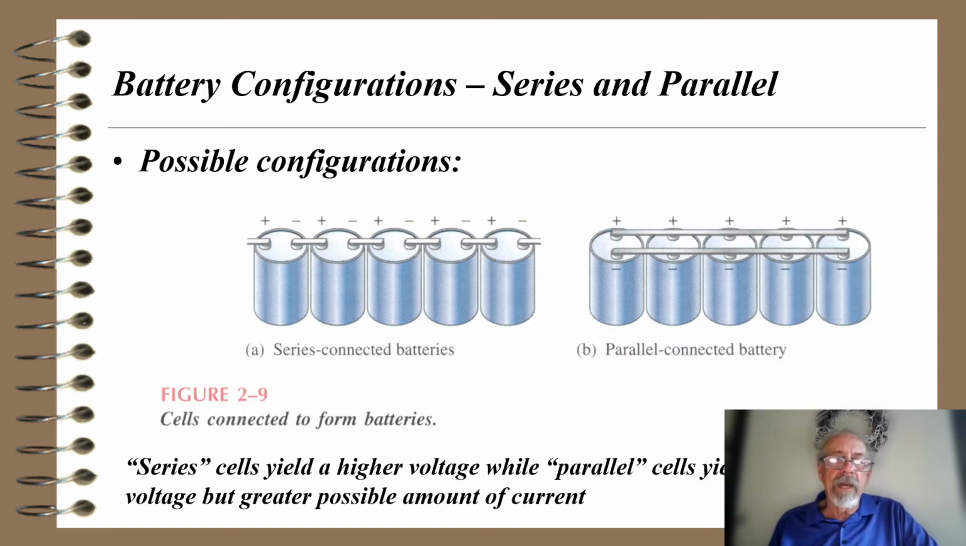So how can we organize batteries? We have several possible configurations. One would be series, the other is parallel. In series connected batteries, the battery voltages of each cell add up, and so I get a higher voltage. In parallel, I connect them all in parallel, shown on the right-hand side there. So series cells yield a higher voltage, while parallel cells yield a smaller voltage, which is equal to one cell, but a greater possible amount of current from the parallel combination.